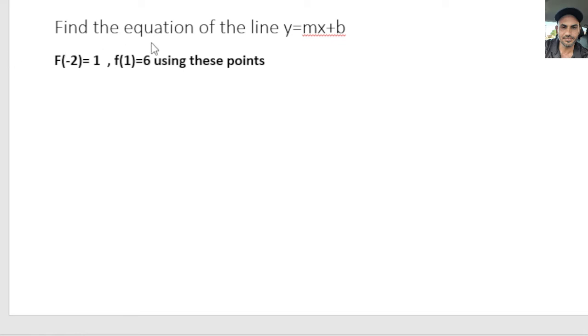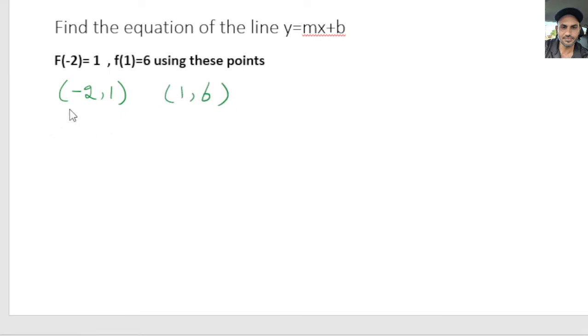Now here we are also finding the equation of the line, y equals mx plus b, but we are given this information: f of -2 equals 1 and f of 1 equals 6. So let's make this like a point first. Your x value is -2 here, and the y value is 1. Your x value is 1 here, and your y value is 6.